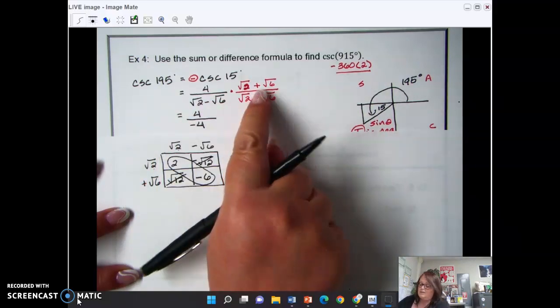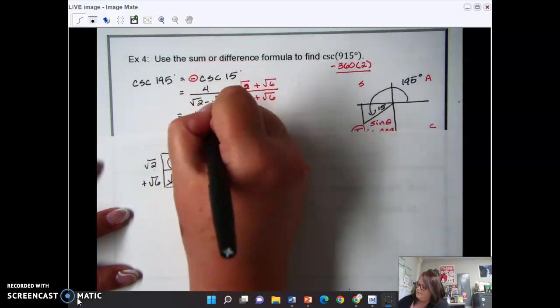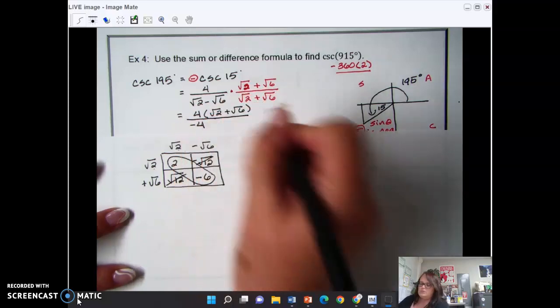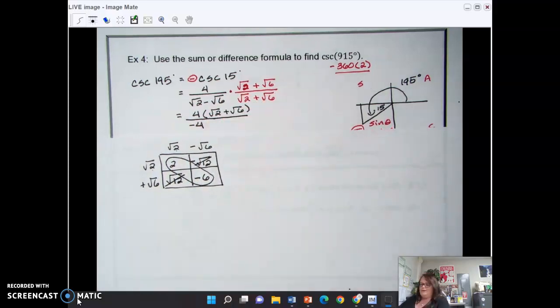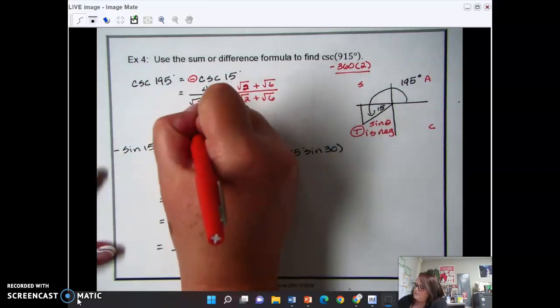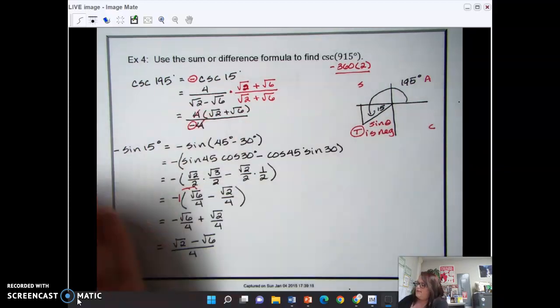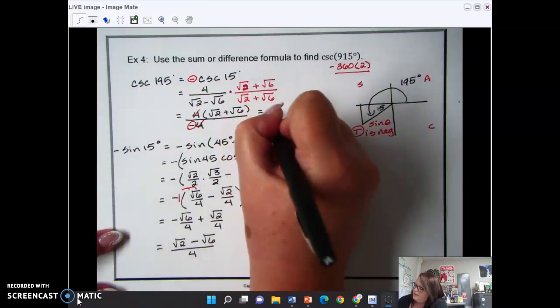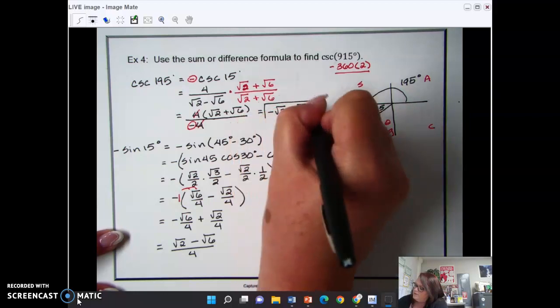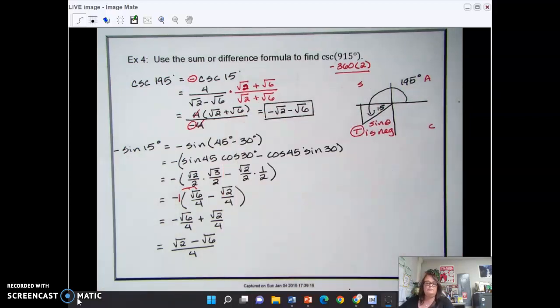And for some reason, I forgot to add in this little piece right here of root 2 plus root 6 in my numerator. Some of you are probably just screaming at the camera, right? So now I can cancel these 4s and distribute this negative. And so I get negative root 2 minus root 6 for my final answer for the cosecant of 915 degrees.